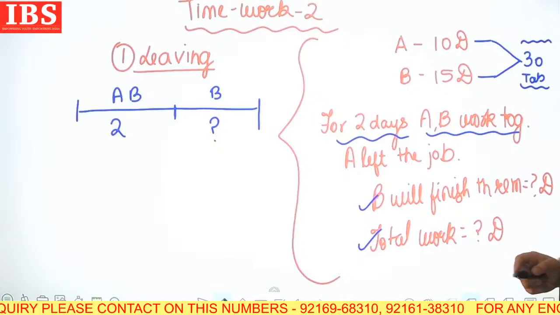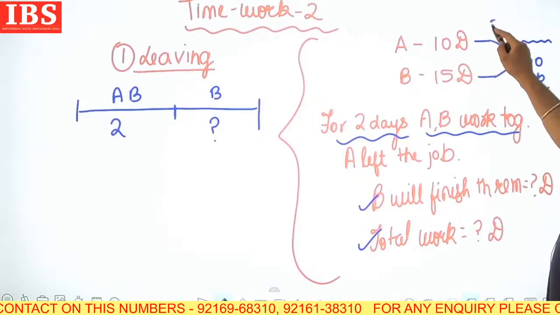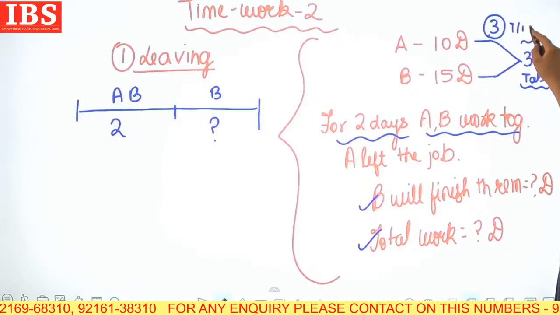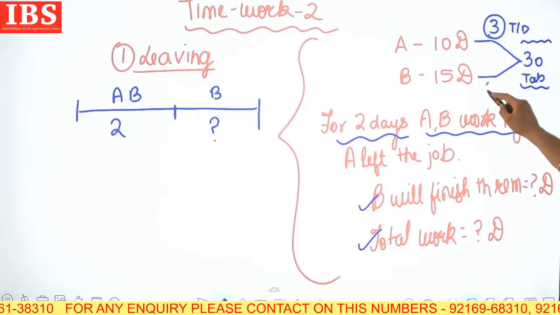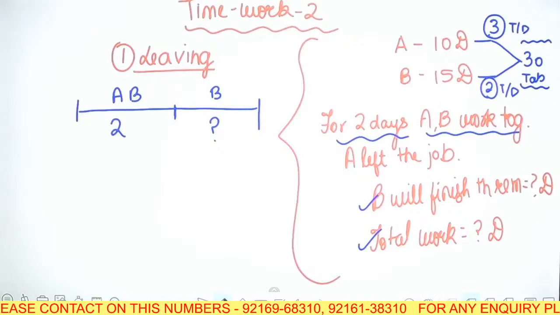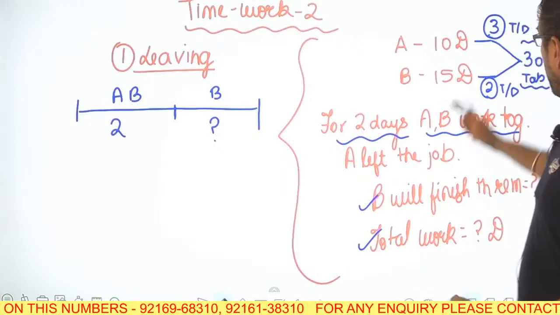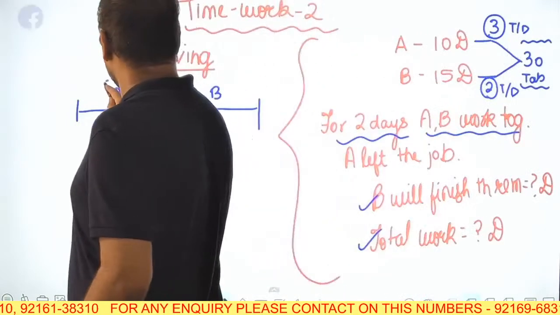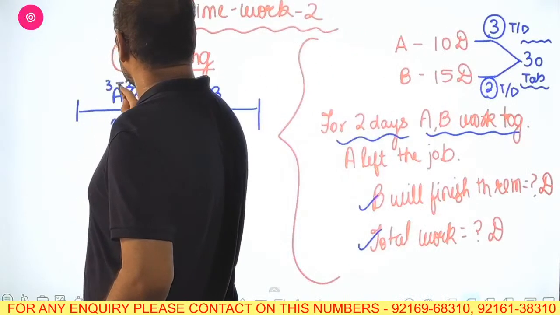This 30 divided by 10 is 3, the efficiency, tables per day A will make, and B will make 2 tables per day. This is the efficiency of A and B together. So per day they both will make 5 tables. This is 3 and this is 2, so 3 plus 2 is 5 per day.